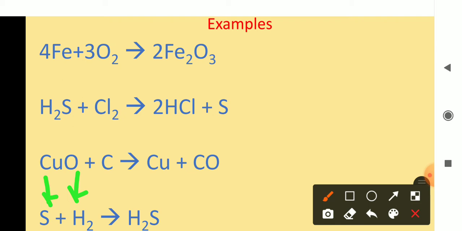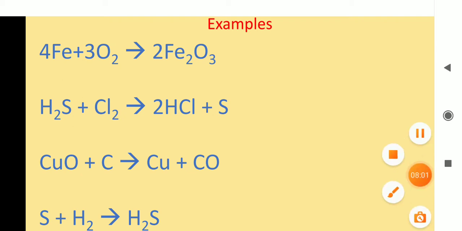So through these examples we came to understand what is oxidation and what is reduction. Can you please tell me one more time what is oxidation? Addition of oxygen or removal of hydrogen. What is reduction? Addition of hydrogen or removal of oxygen.